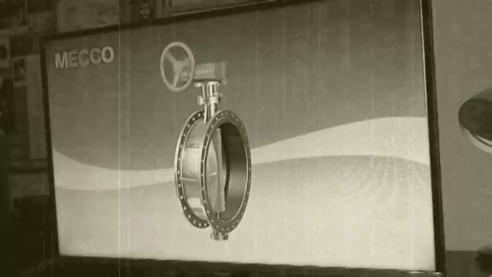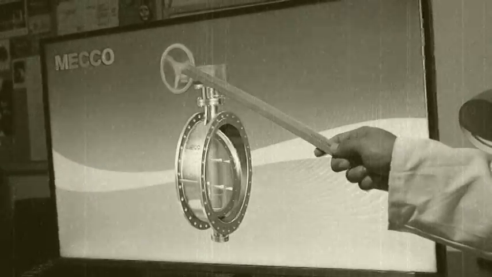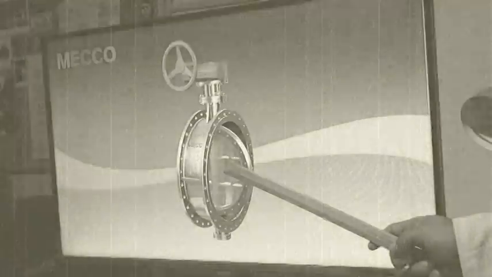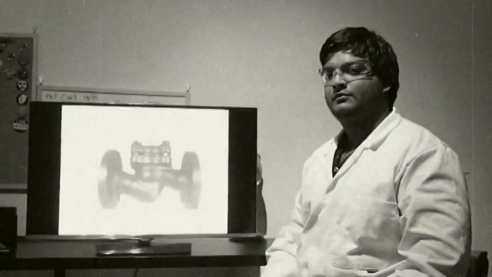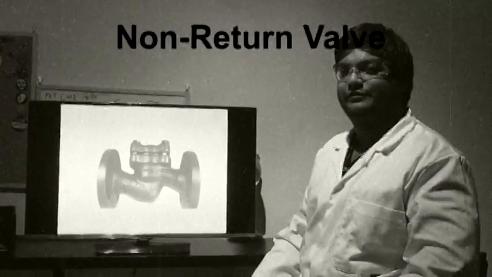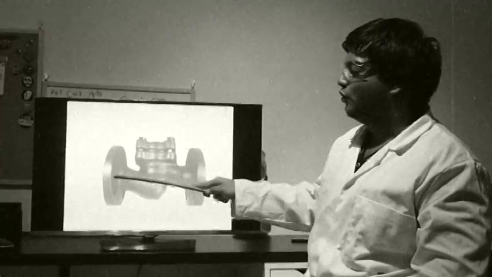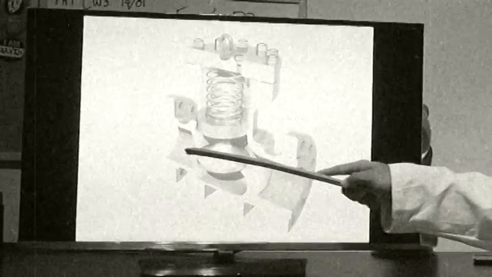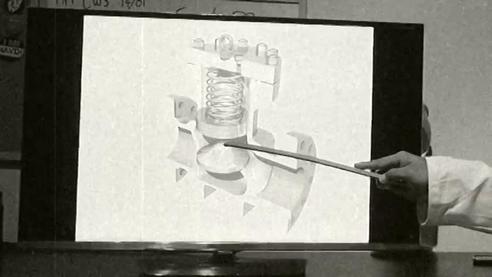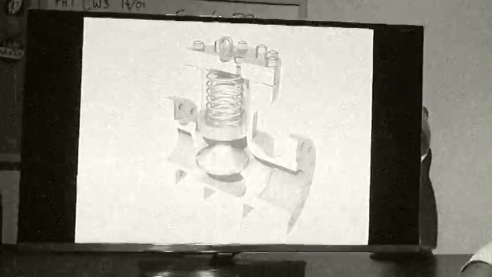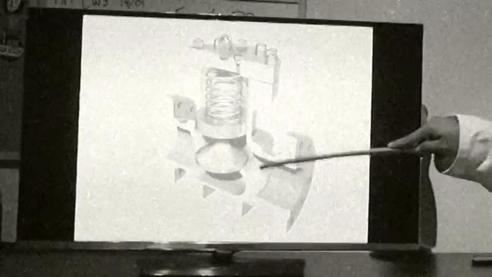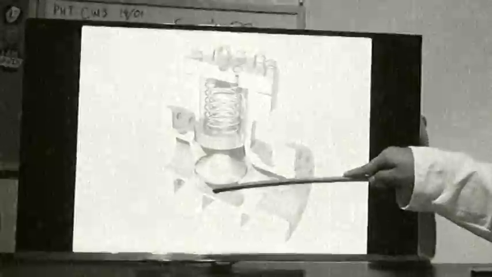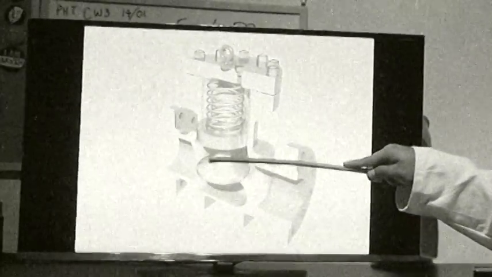This is how a butterfly valve works. When you open the lever, the butterfly plate opens and water flows in. Meanwhile, this is the non-return valve, which only permits water flow in one direction. So how it works is that water that flows into the valve pushes the spring up and continues to flow out. However, if water flows in from this direction, it pushes the spring down and it gets blocked, and therefore it cannot continue flowing out.